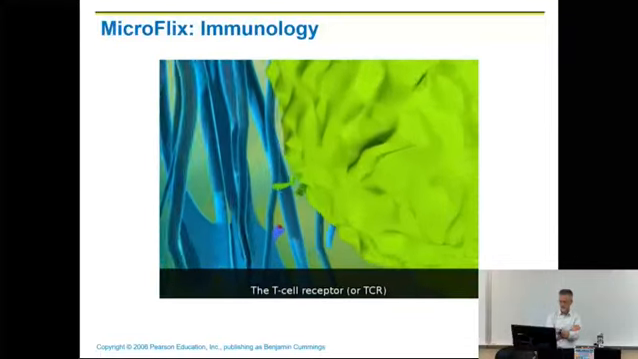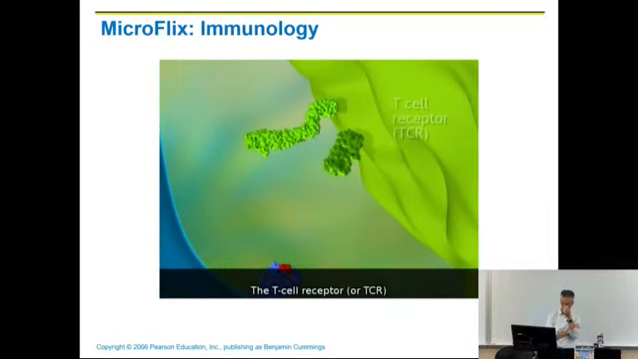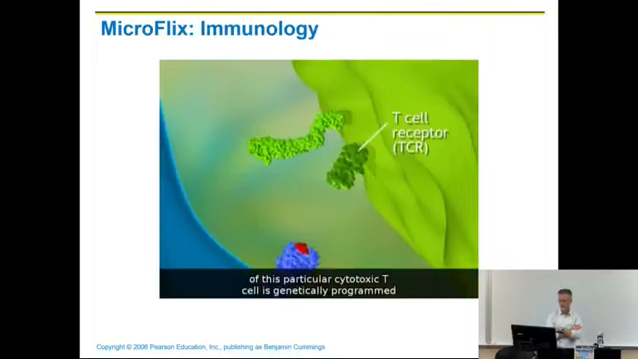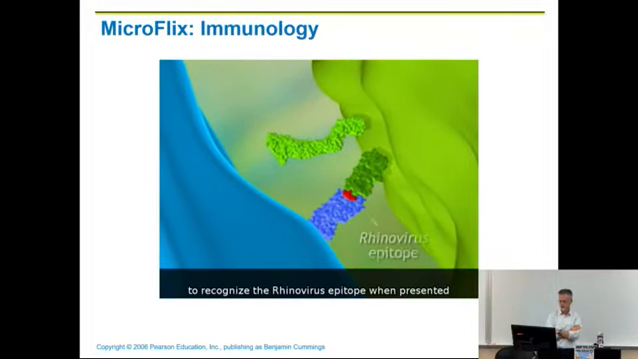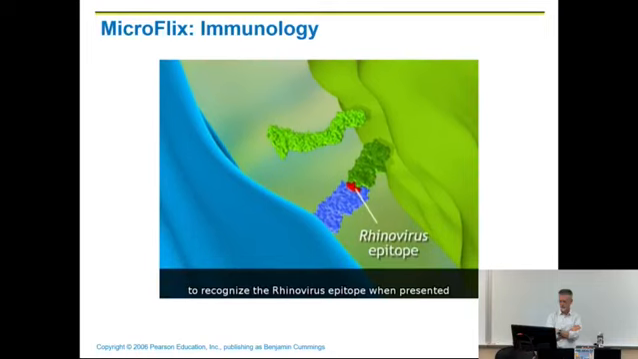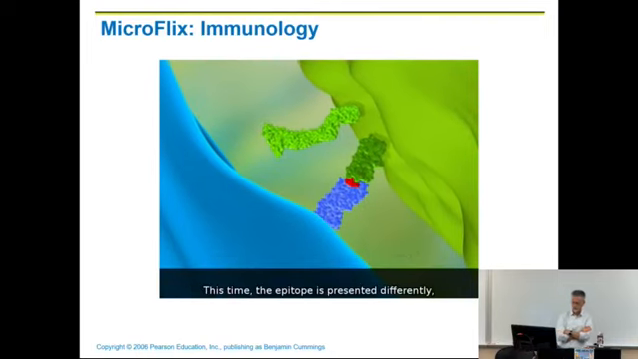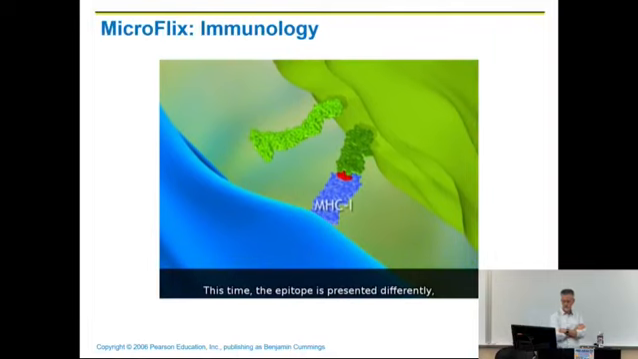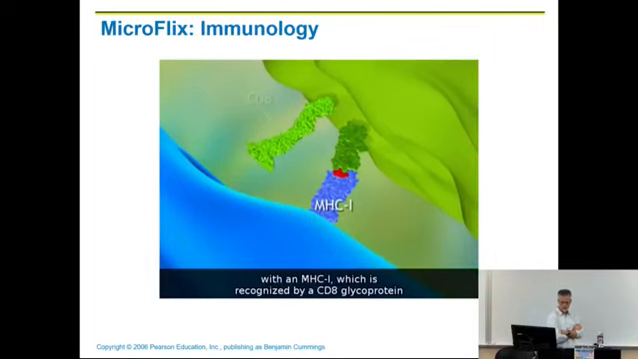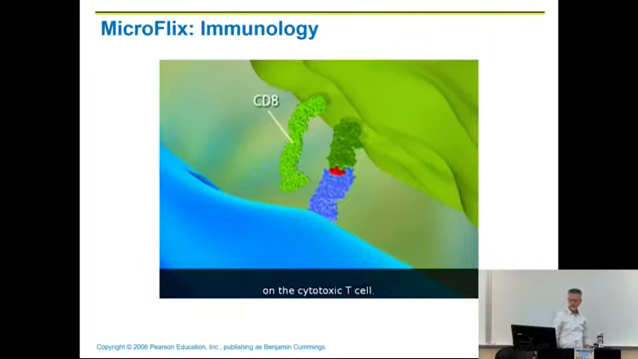The T cell receptor, or TCR, of this particular cytotoxic T cell is genetically programmed to recognize the rhinovirus epitope when presented by the dendritic cell. This time, the epitope is presented differently, with an MHC1, which is recognized by a CD8 glycoprotein on the cytotoxic T cell.